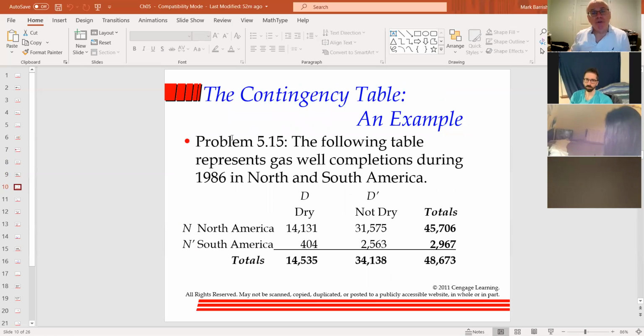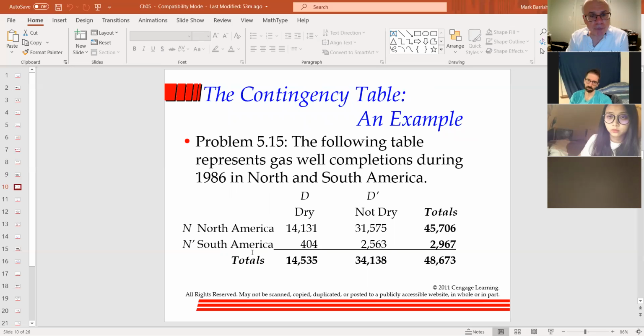And many times these types of probabilities are looked at in terms of a table. You could look at this as a frequency table where we have two different events. One event, in this case, would be some location event, such as North America versus South America. Let's say North America is N, and then the complement of N would be South America. So we're talking about the sample space being North America and South America.